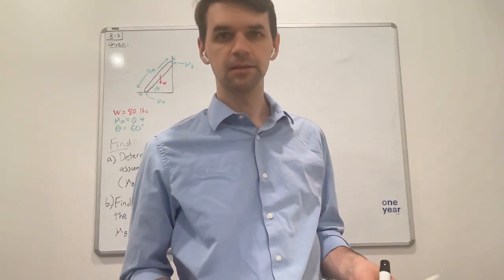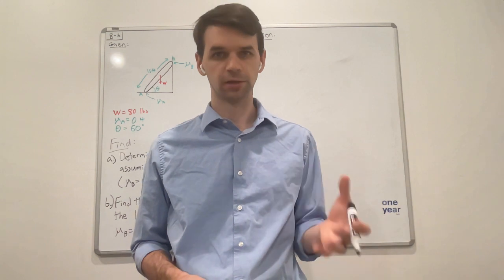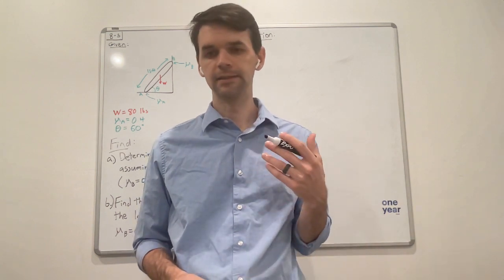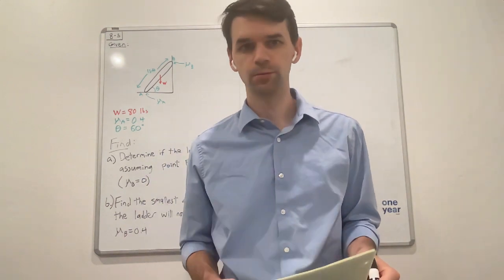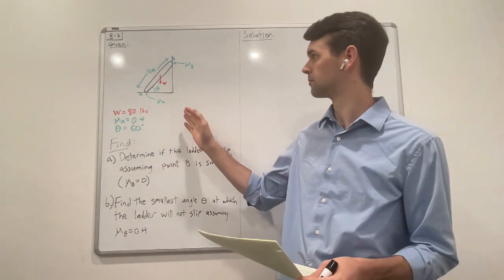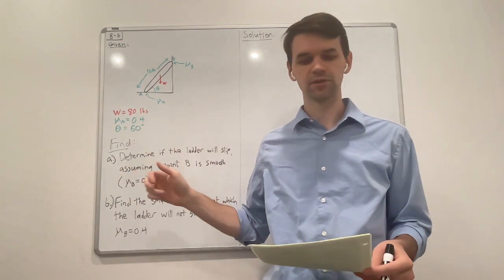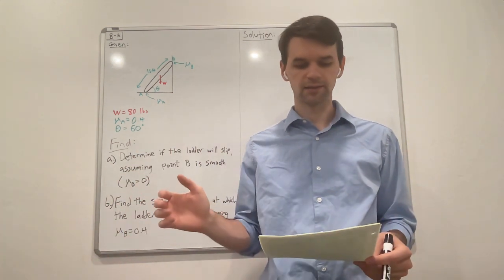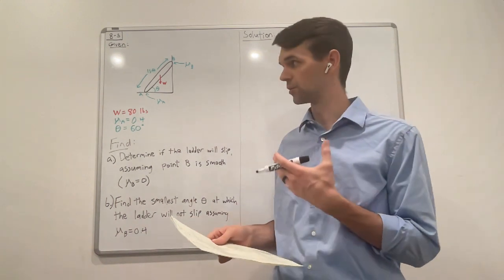Hi class, this is an example problem for Unit 8.1. In Unit 8, we're talking about friction and particularly static friction. So in this problem, we're going to work through a simple problem that goes through some of these concepts of impending motion and static friction and finding, in this case, when something will slip.